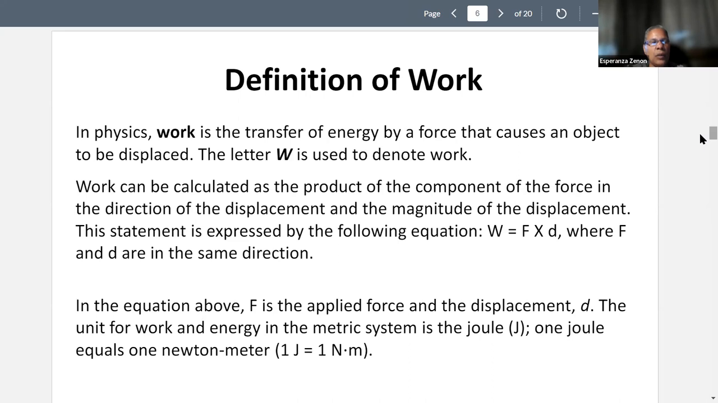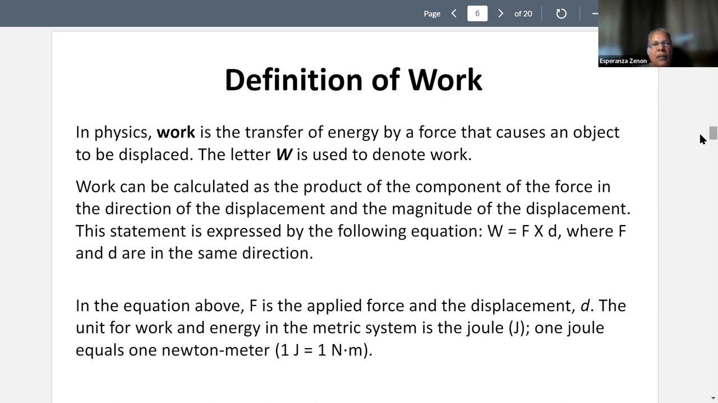So in situations where a force is applied to an object and that force causes that object to move or be displaced, work is done. And we use the capital letter W to denote work. Be careful, because we've also used the letter W to denote weight, but they definitely don't mean the same thing. Work and weight are two very different things. And so just be careful to use them properly in the situation that you're dealing with, all right?